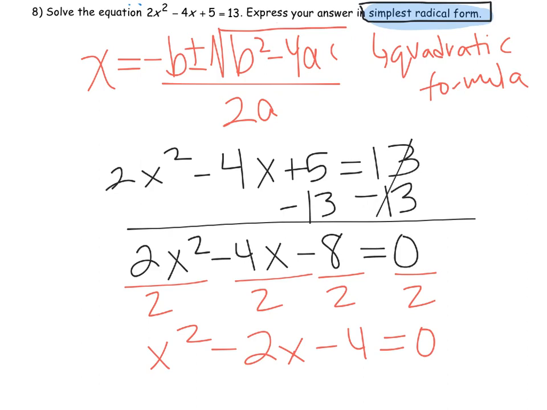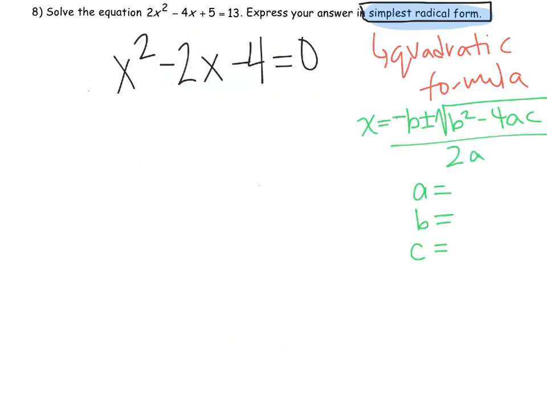All right, so I'm going to clean this up a little bit, and we're going to use our formula. Now I have my equation, x squared minus 2x minus 4 equals 0. We set it equal to 0 because it's a quadratic. I've got to write out what my a, b, and c values are. So I know a is going to be 1, b is negative 2, and c is negative 4. So I'm just going to plug into my formula, and here is what I have.